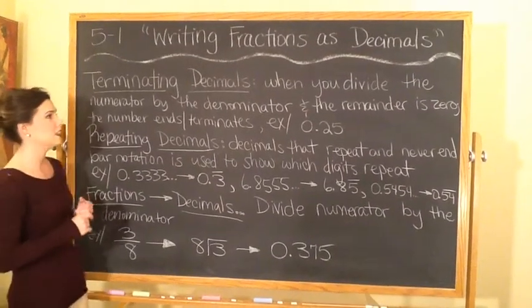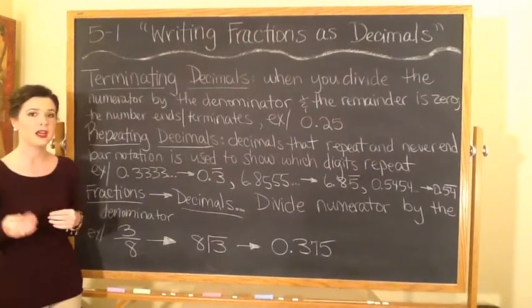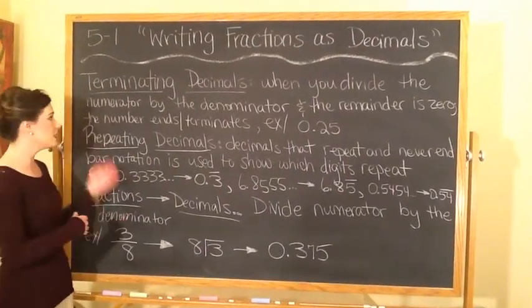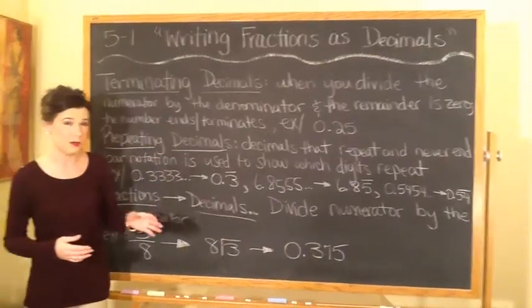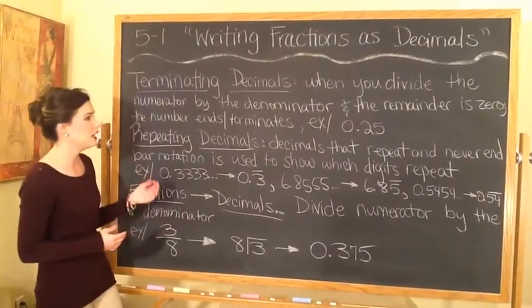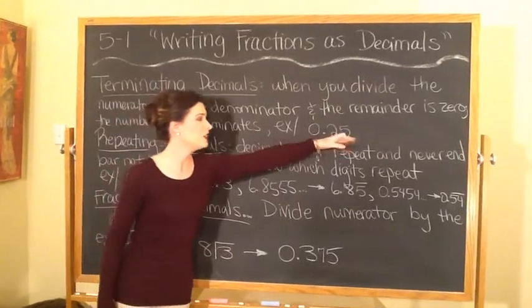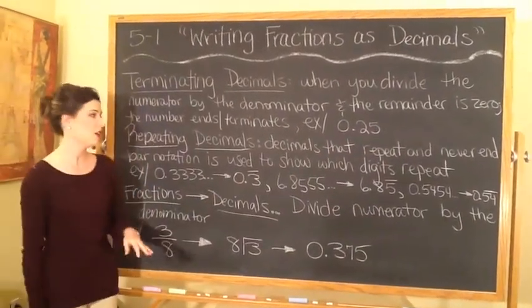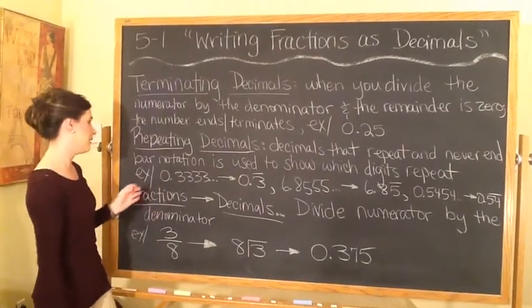There are terminating decimals and repeating decimals. Terminating decimals are when you divide the numerator by the denominator and you eventually get a remainder of 0. So basically the decimal stops once you divide, so it doesn't go on and on. Now repeating decimals, on the other hand, are decimals that repeat and never end.